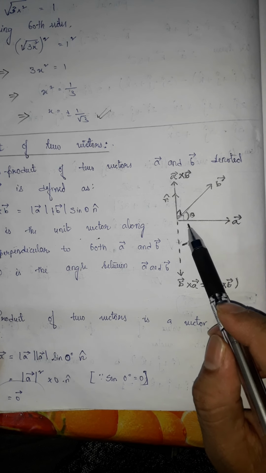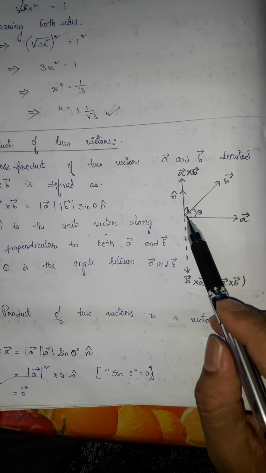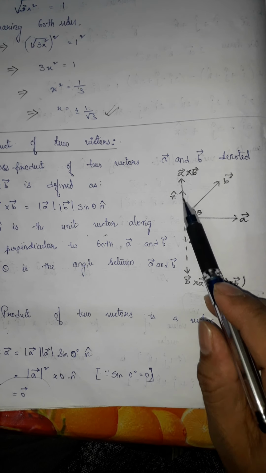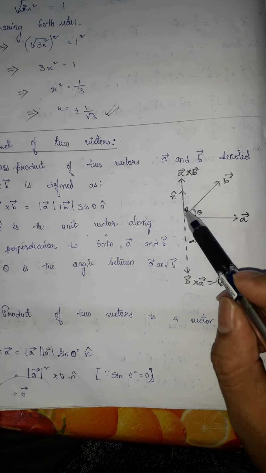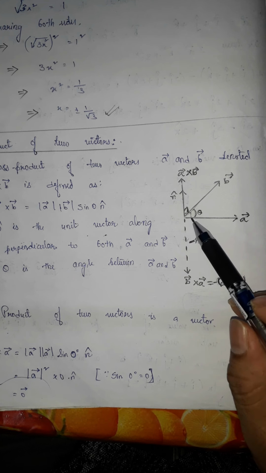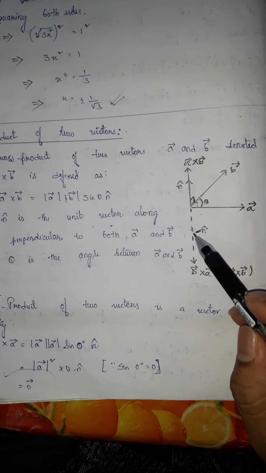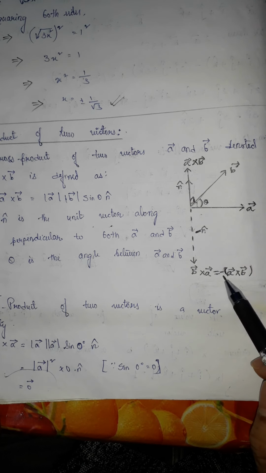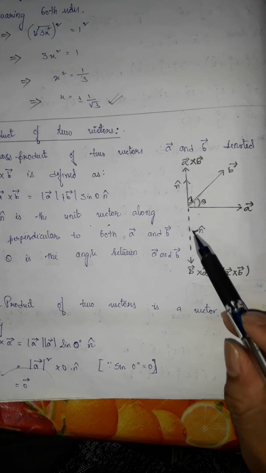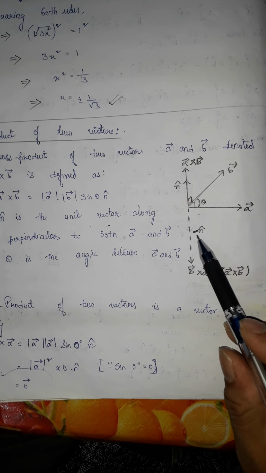Theta is the angle between the vectors a and b, and this vector a cross b is perpendicular to both vector a and b. n cap is the unit vector along a cross b. So n cap is perpendicular to both the vectors a and b. And the other vector is minus a cross b, or b cross a, and the unit vector along b cross a is minus n cap.